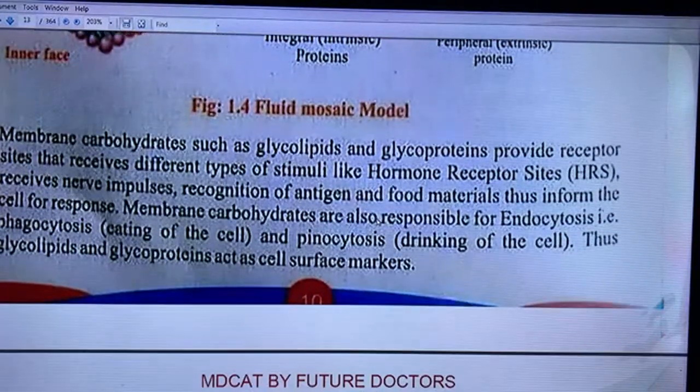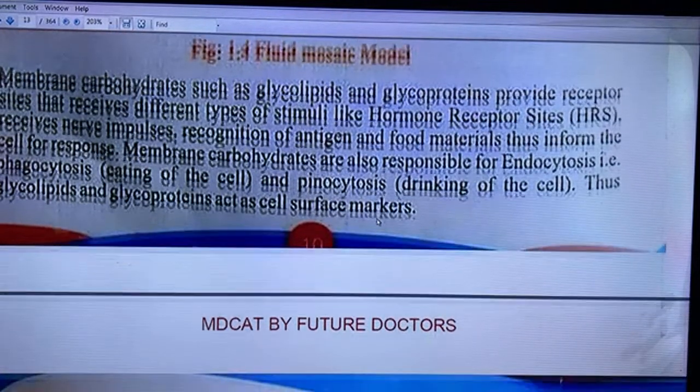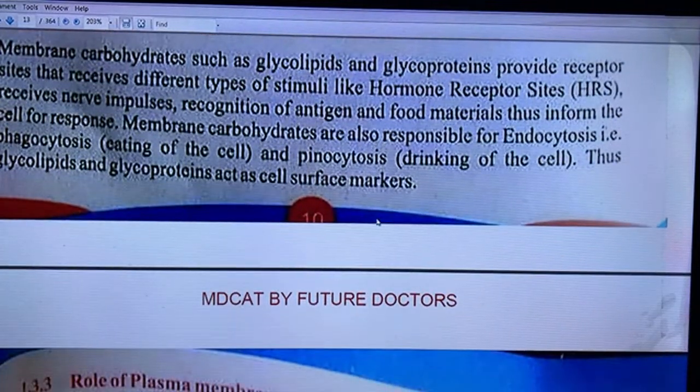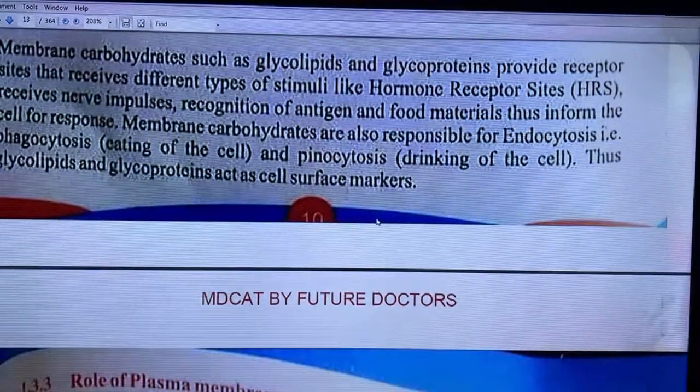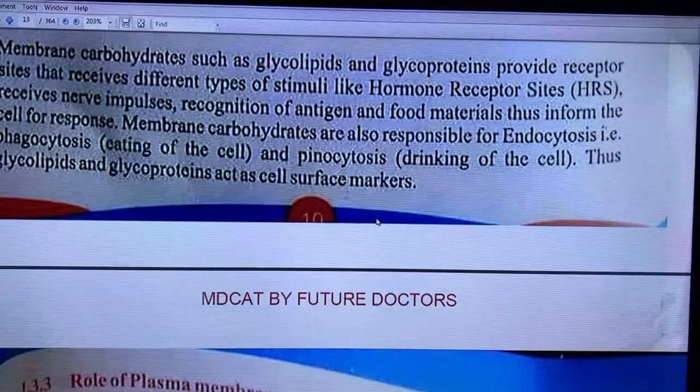Membrane carbohydrates such as glycolipids and glycoproteins provide receptor sites that receive different types of stimuli, like hormone receptor sites, receive nerve impulses, and recognize antigens and food materials, thus informing the cell for response. Membrane carbohydrates are also responsible for endocytosis, phagocytosis, and pinocytosis. Thus, glycolipids and glycoproteins act as cell surface markers.